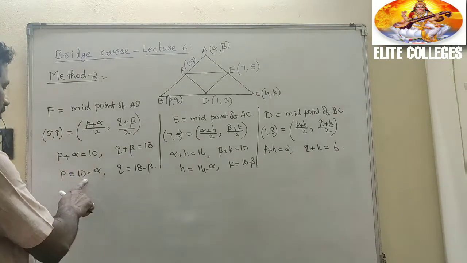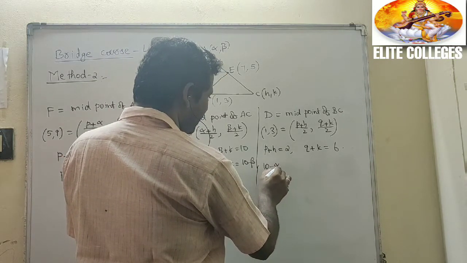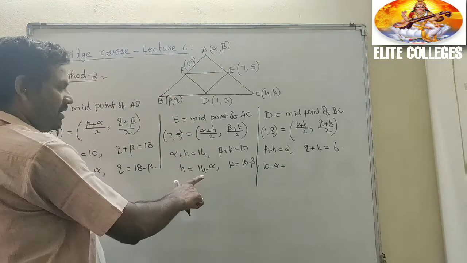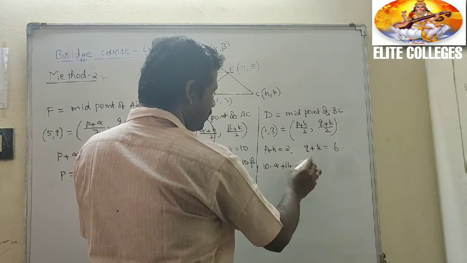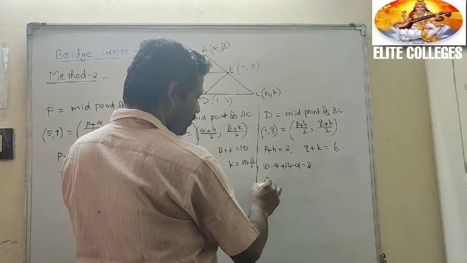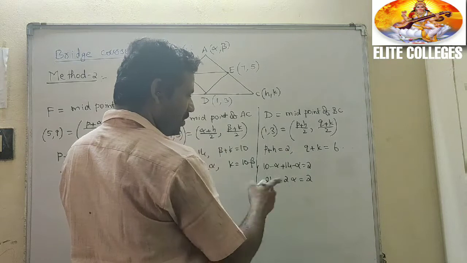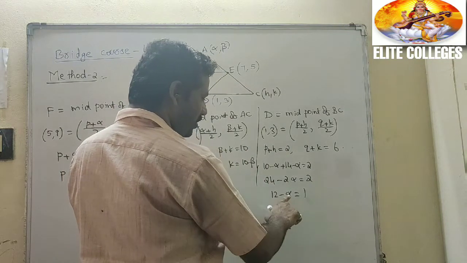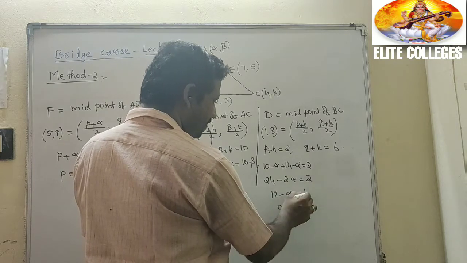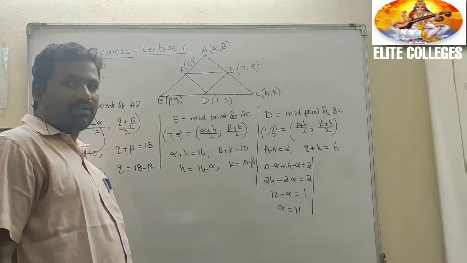What is the P value? 10 minus alpha. Plus what is the H value? 14 minus alpha equal to 2. 10 plus 14, 24 minus 2 alpha equal to 2. Now cancel the 2. 12 minus alpha equal to 1. Now take the alpha that side. Alpha equal to 12 minus 1, 11. So alpha equal to 11.